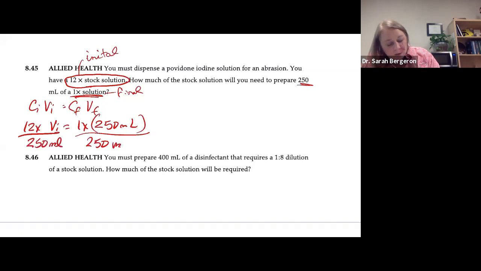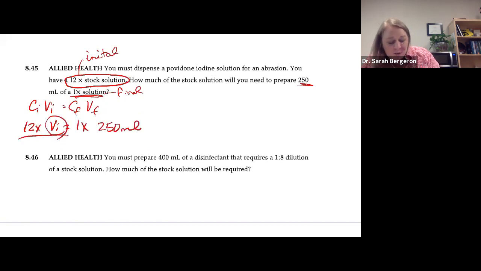I don't have to, you could also do by 1x, but it's going to cancel. It's just 1. Oh, I'm doing that the wrong way. Ha ha ha. Hello. Okay, sorry, y'all. 1x and then 250 milliliters. I'm trying to get volume initial, so I need to divide by 12x. Divide by 12x. That was funny.